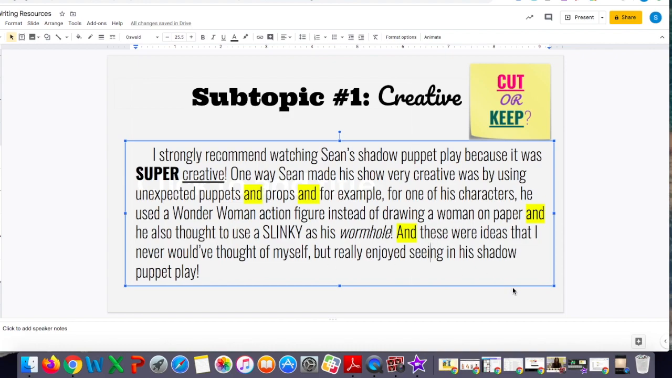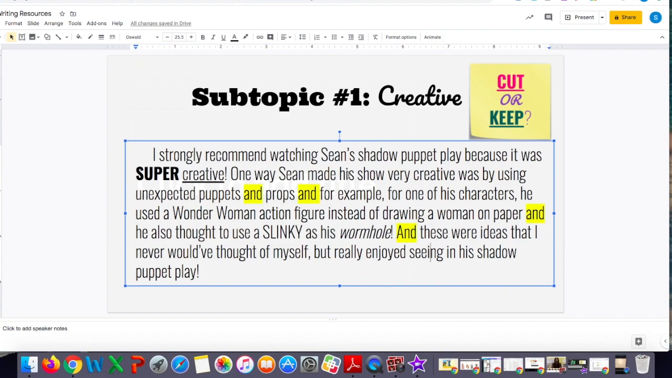Whoa! Without even doing my little test, I can already tell that that sentence definitely needs to be separated with some periods, because that was a really long sentence and it had 3 different ideas in just one sentence. So I'm definitely going to get rid of or cut some of those "ands." Now let's check the first one.